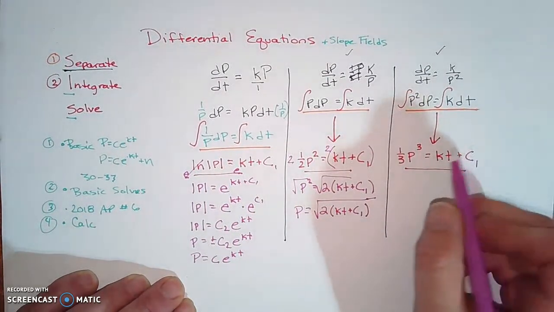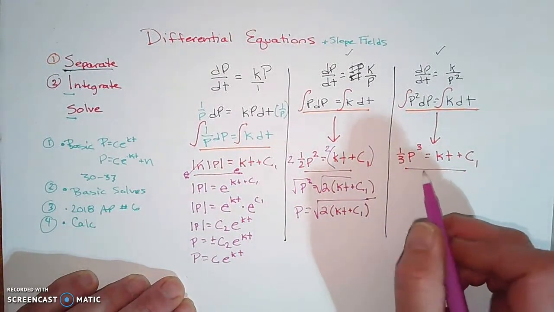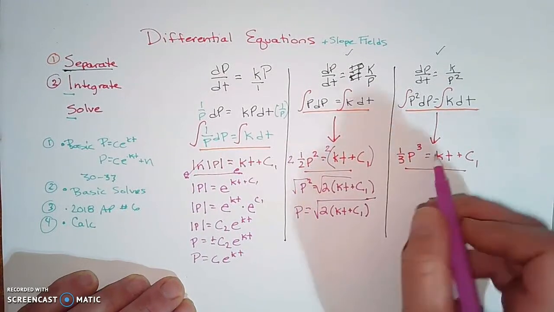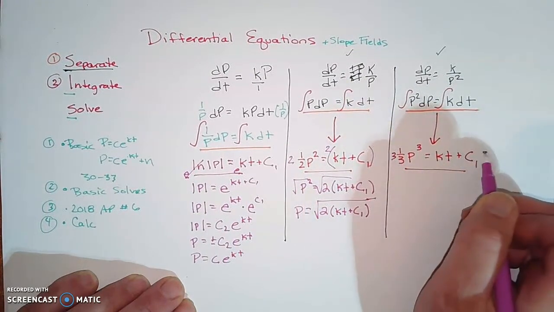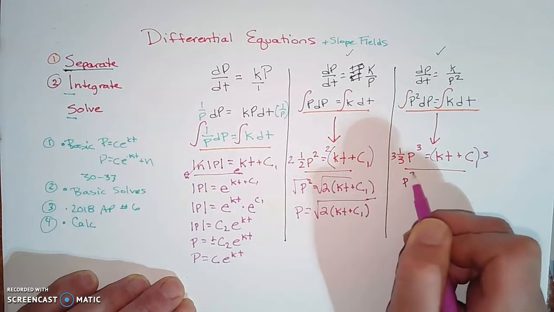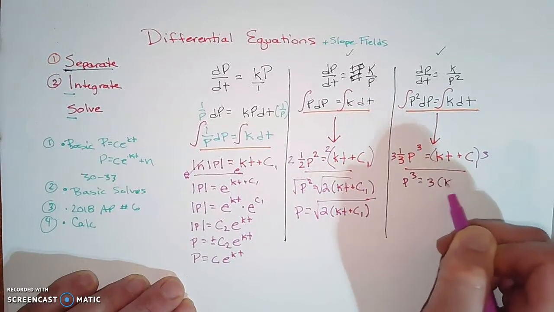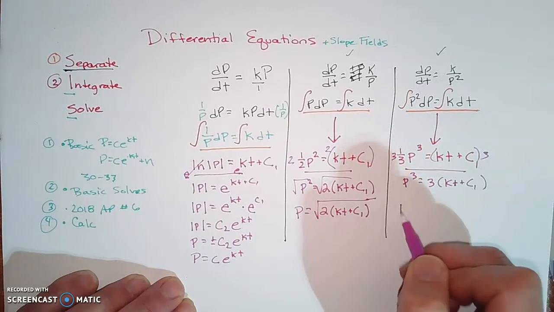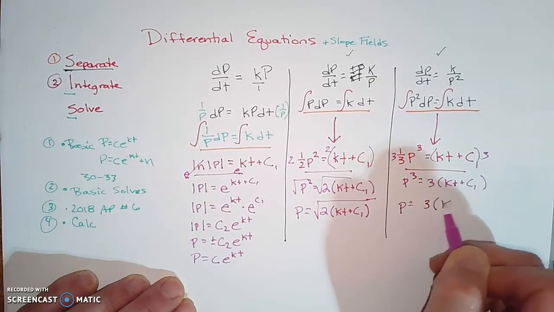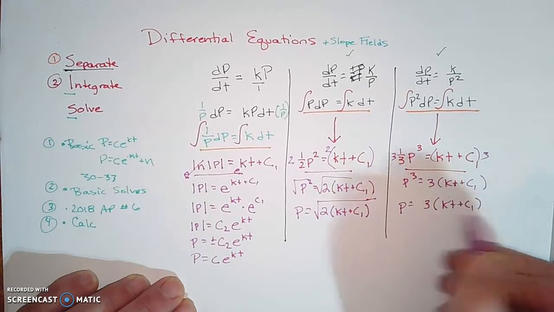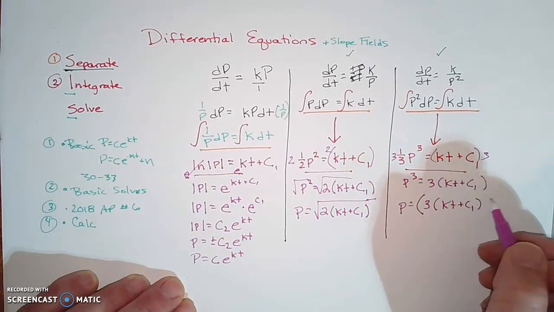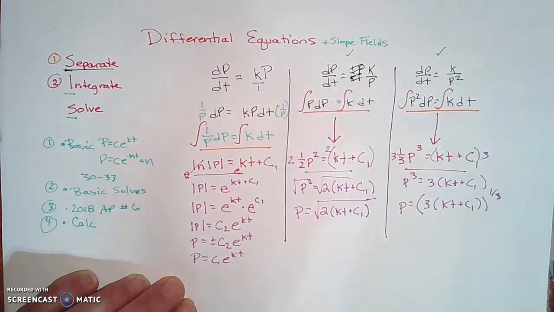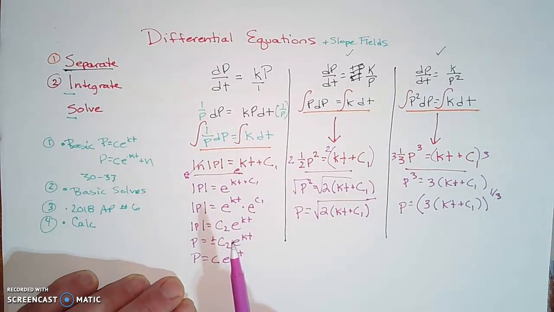Let's do the other problem over here. I think I can do this in one step. Now let's do it all the way up. Multiply it by 3. P cubed equals 3kt plus C1. And P equals 3kt plus C1, all of that to the 1/3 power. The steps for all the other ones other than the first one are usually pretty straightforward and easy to do.